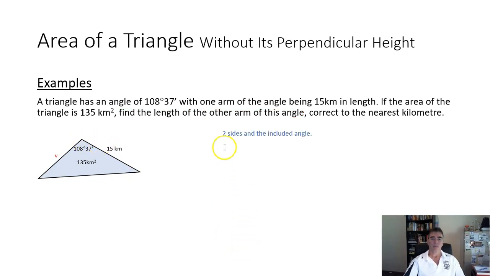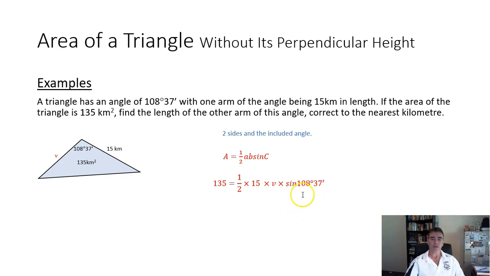So, there are two sides and an included angle. We can see that, two sides and the included angle. So there's our rule for area. And again, once we've got that rule, we'll substitute in what we know. This time we know that the area is 135. A half times one of the sides times, I labelled the second side V, and then times the sine of the angle, the included angle.